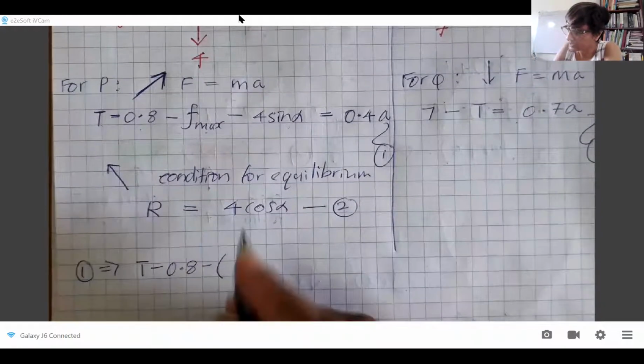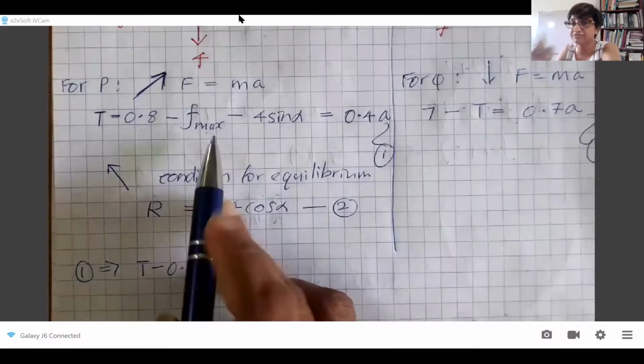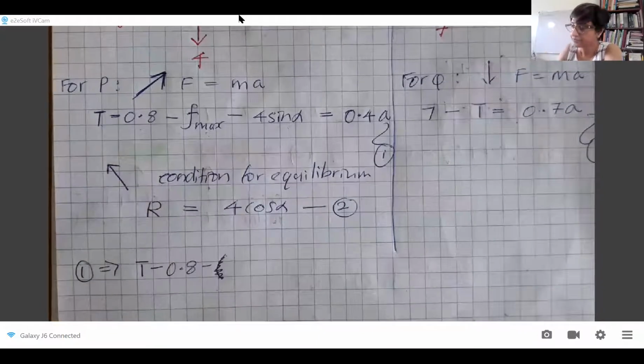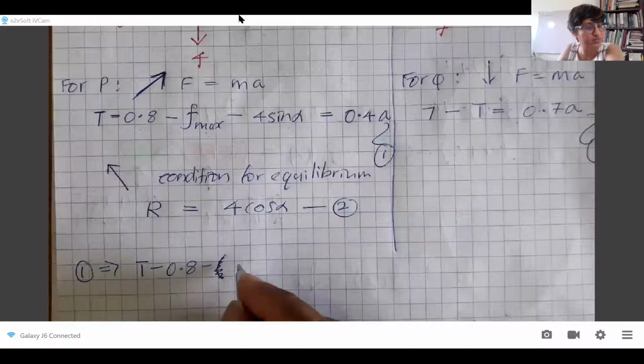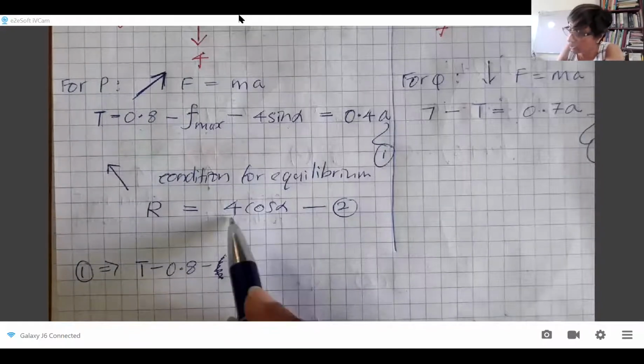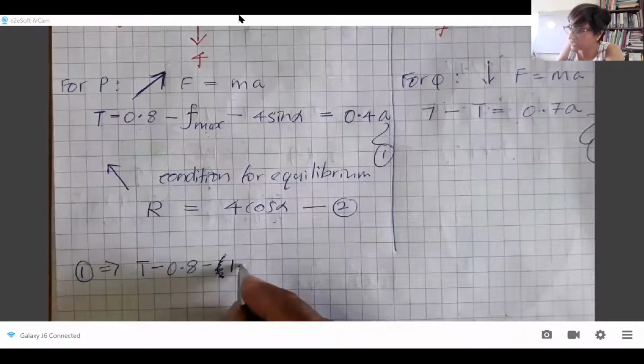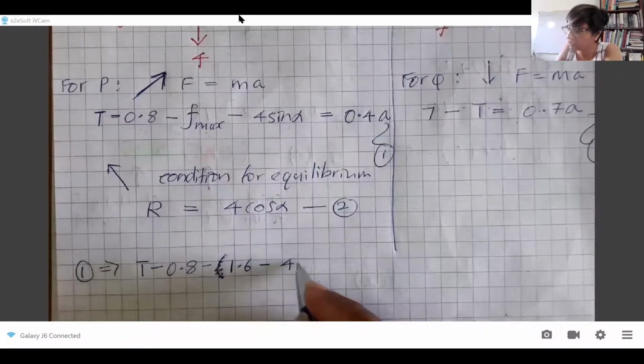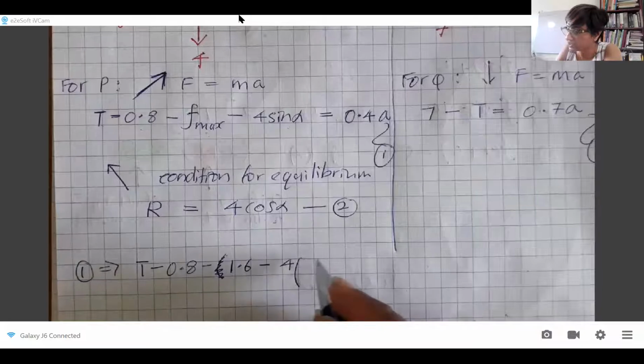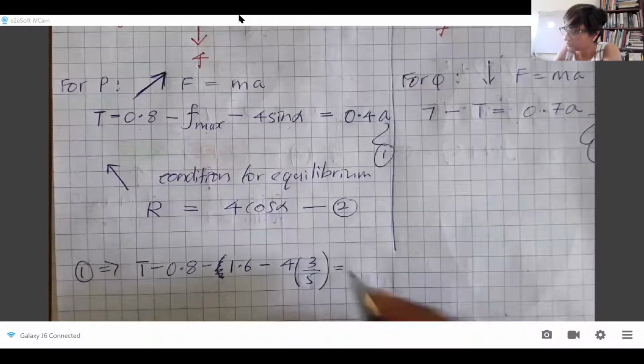Okay, it's okay. So let me just reuse it. F max is found in part 1. Go and see. We found it. Mu is 0.5 times 4 cos alpha. So it's 1.6. We have found it, 1.6. Then minus 4 sine alpha, 4 times sine alpha, which is 3 over 5, is equal to 0.4a.